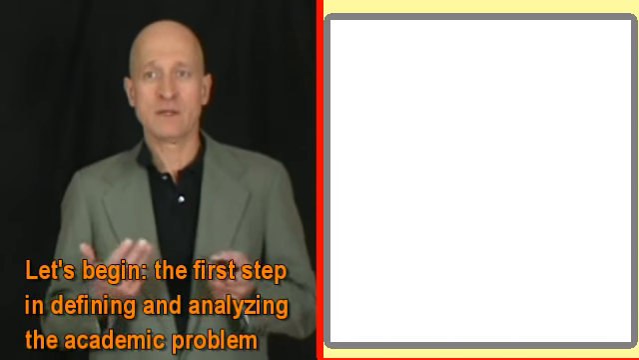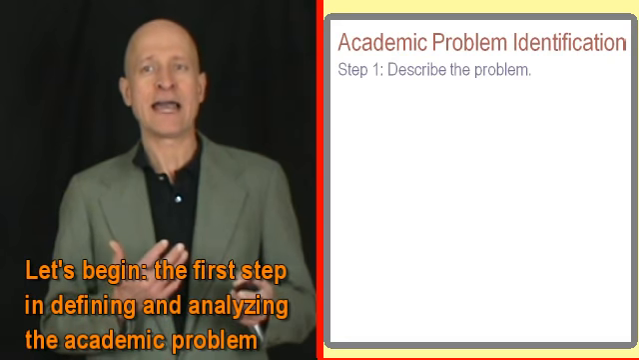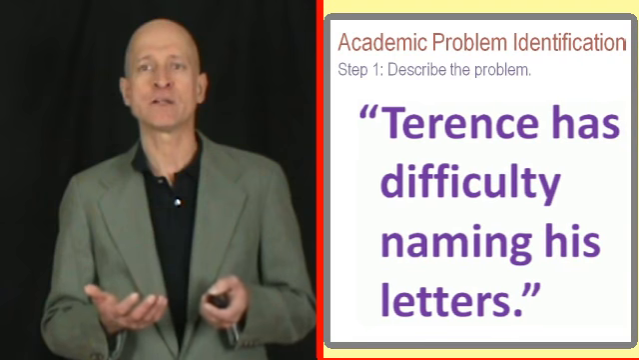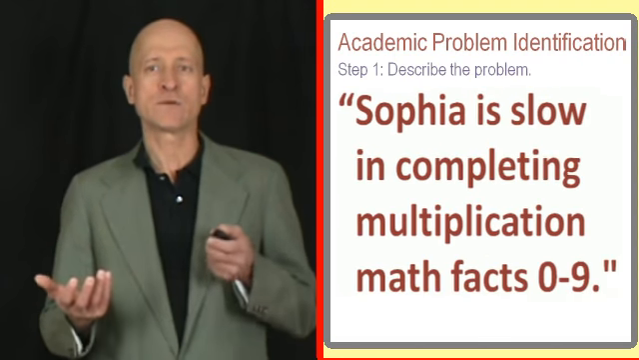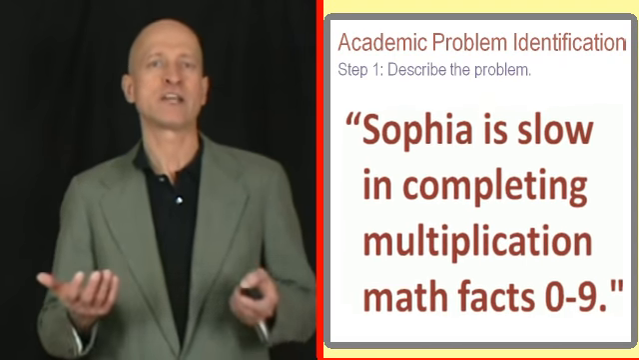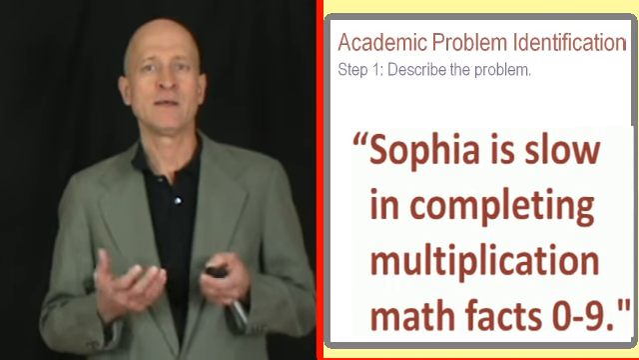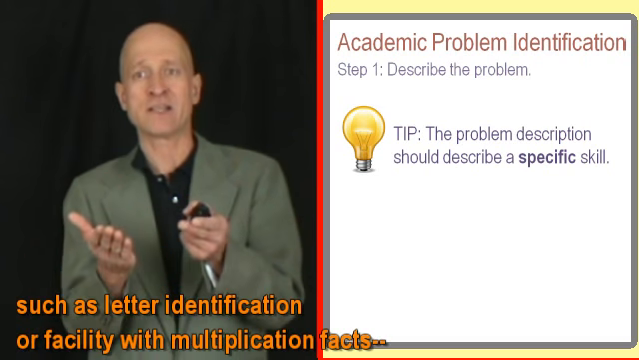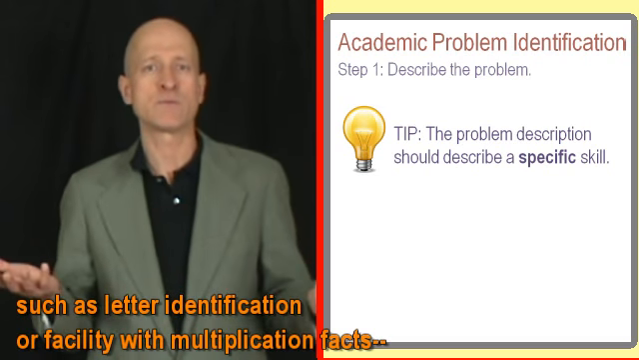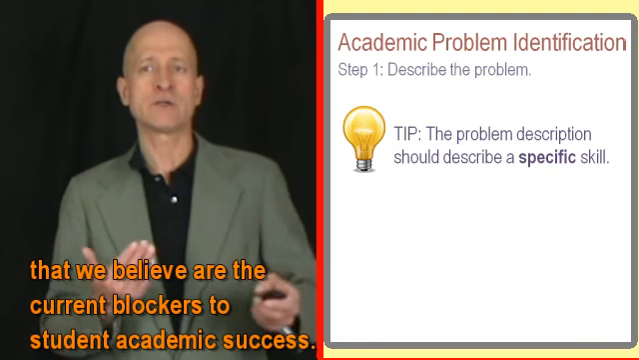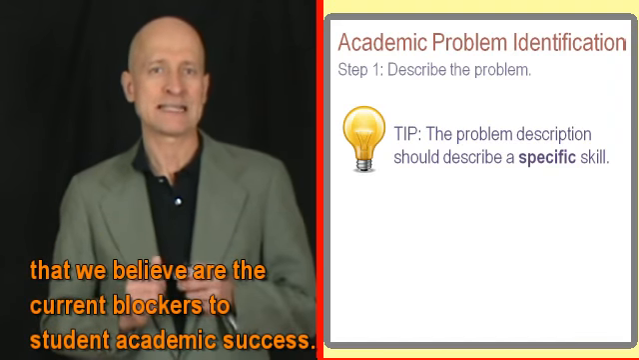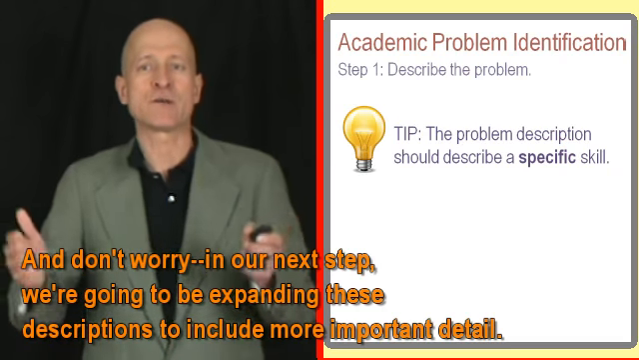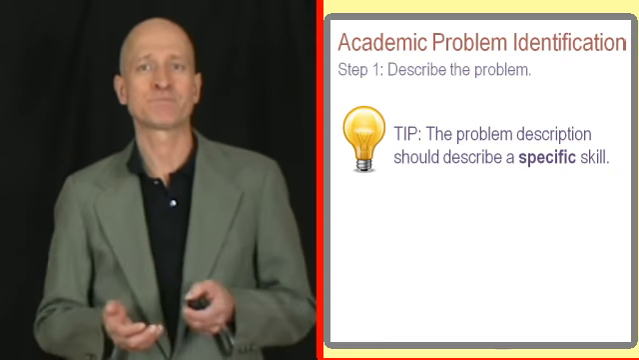Let's begin. The first step in defining and analyzing the academic problem is to describe it. So here are examples. Terrence has difficulty naming his letters, or Sophia is slow in completing multiplication math facts 0 to 9. In this initial step, our objective is to narrow the focus to specific skills, such as letter identification or facility with multiplication facts, that we believe are the current blockers to student academic success. And don't worry, in our next step, we're going to be expanding these descriptions to include more important detail.